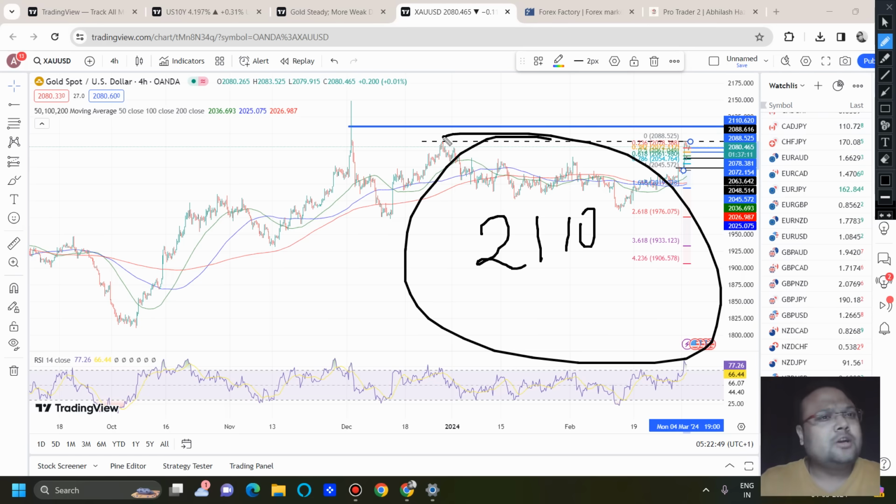So let's not talk about a buy at breakout as of now, because I know that many of you are holding a sell. So I'm open to trade on both sides. Let's wait and watch.